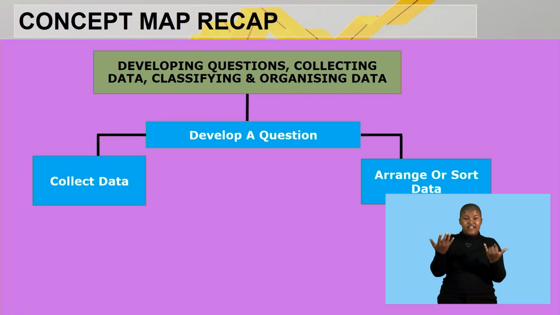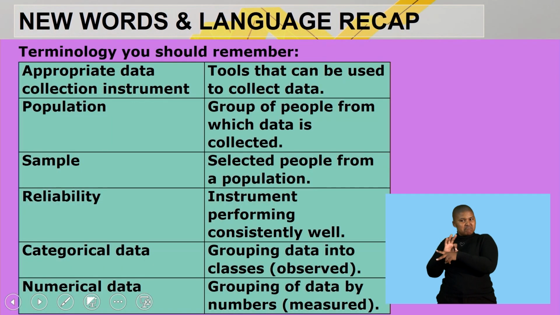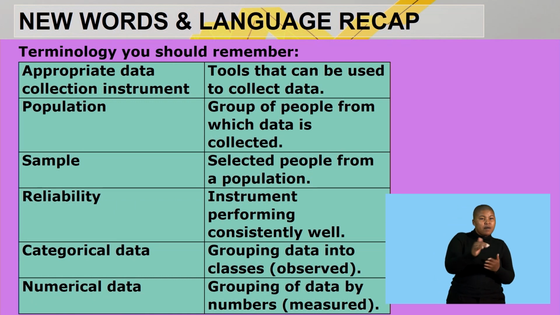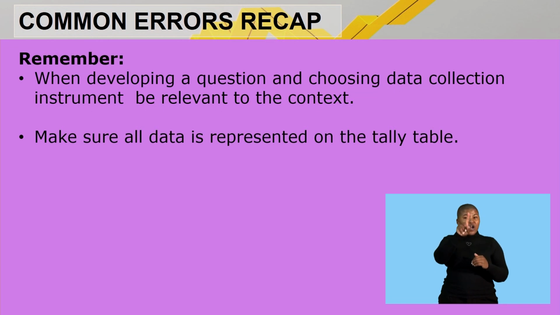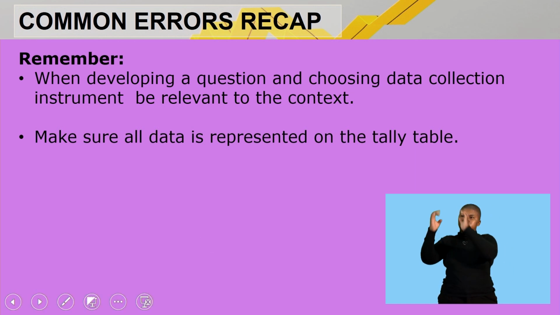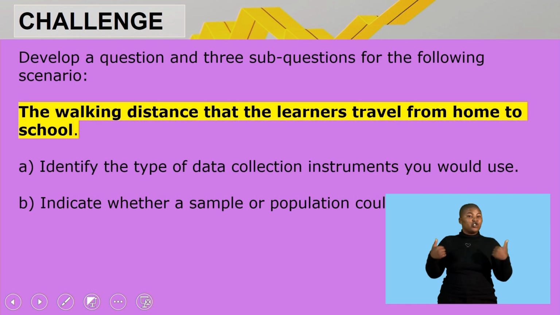Now, these are the concepts that we have already covered, which is develop a question, collect data, sort or arrange your data. And the terminology that you should remember is the appropriate data collection instrument, the population, sample, reliability, categorical, and numerical data. Right, now you should always remember that when developing a question and choosing a data collection instrument, you need to be relevant to the given context and make sure all data is represented on a tally and a frequency table.